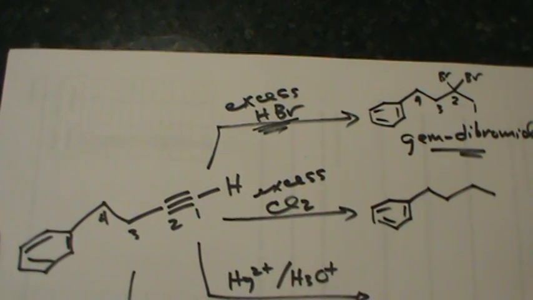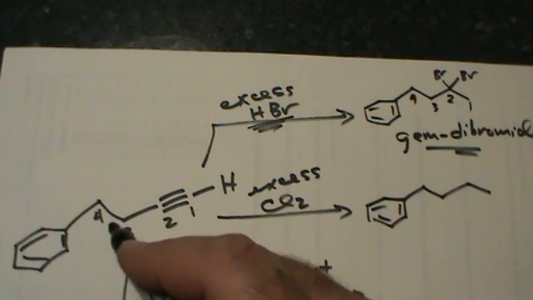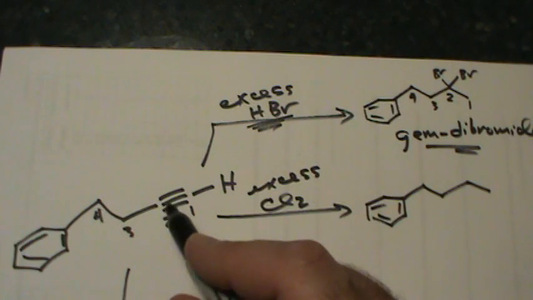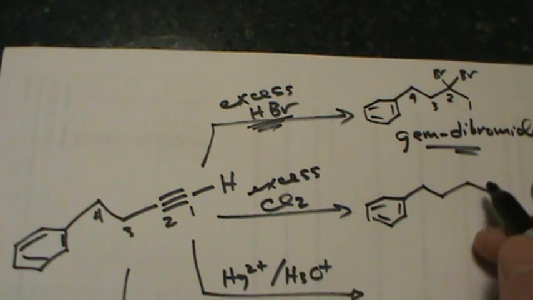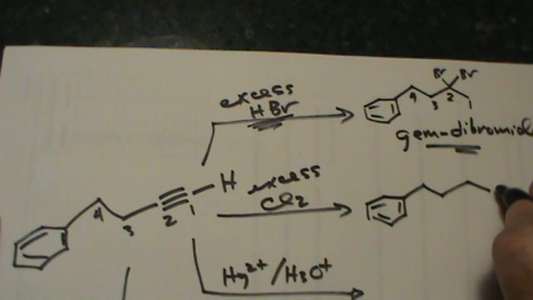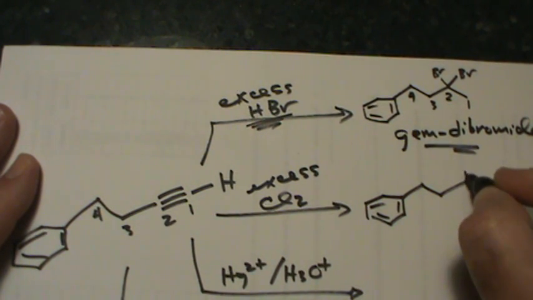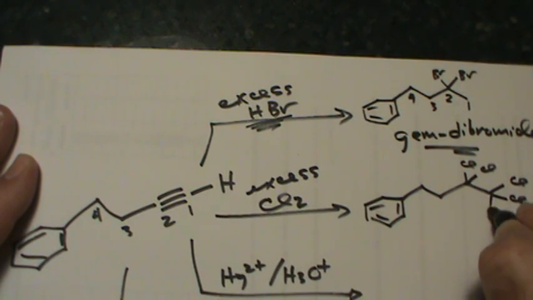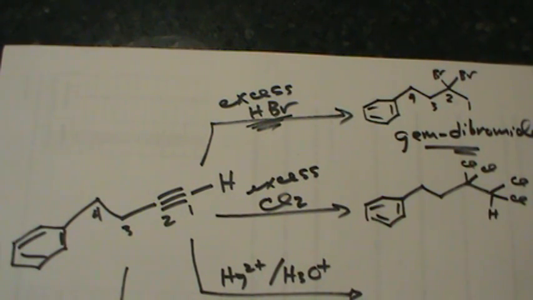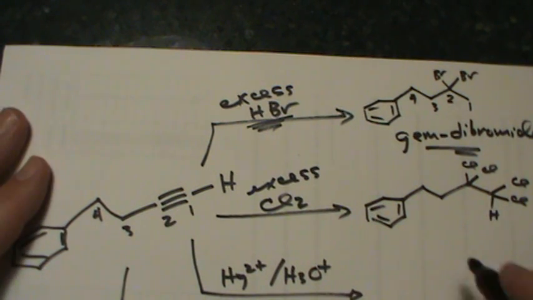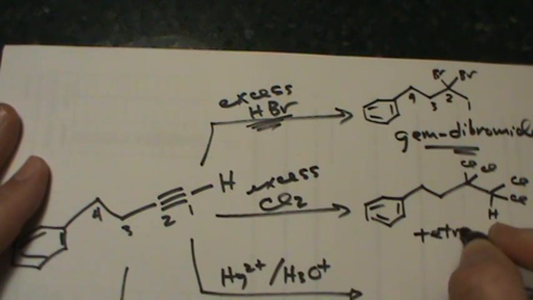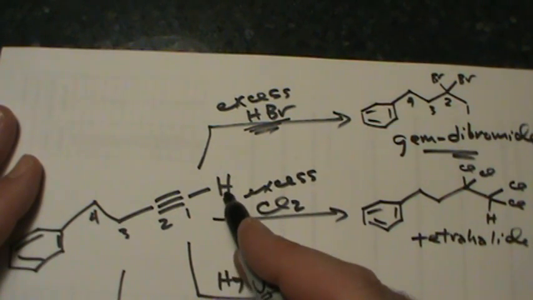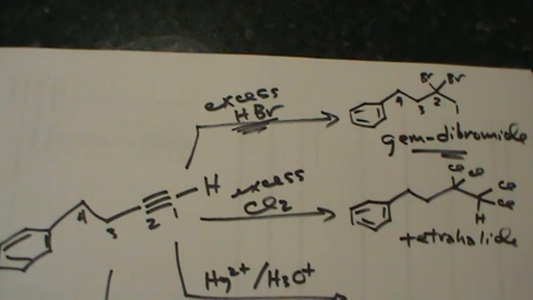So make sure you keep track of all of your carbons, 1, 2, 3, 4, 1, 2, 3, 4. The addition of chlorine in this case is going to take place across carbons 1 and 2. And so you are going to add chlorine twice. You're going to add molecular chlorine twice in order to give you a tetrahalide. And there's the hydrogen, that is that hydrogen right there, the hydrogen of the terminal alkyne.